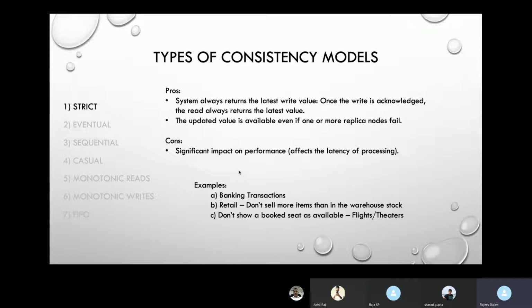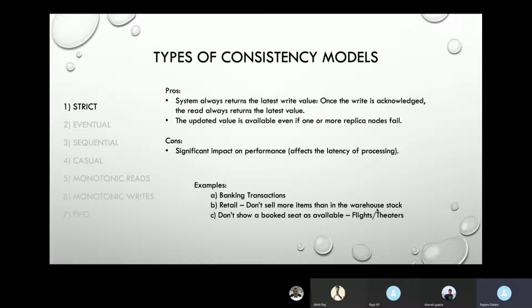So some examples of this model are banking transactions. I think we have gone through these examples while discussing the CAP theorem already, like banking transactions, for example. So anything to do with the latest balance, I think we always have to have the right data on every read. We cannot have outdated data on the latest balance of any account. And in case of retail, you cannot sell more items than there are in the warehouse stock. Right. So if two users are trying to purchase the same item of which only one stock is available, both of them cannot actually have it. So this kind of model should have strict consistency.